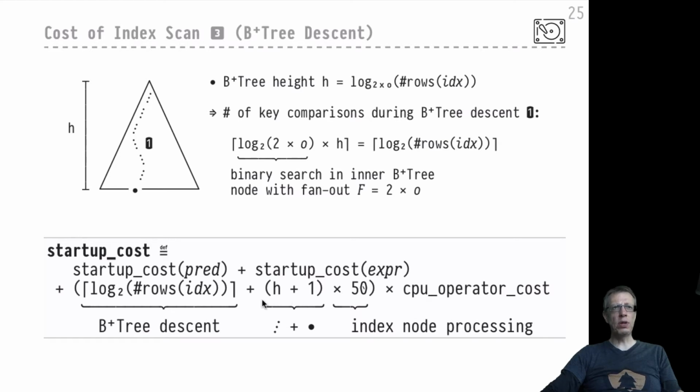So that makes H plus 1 nodes of the B+tree that we would have to process, and that would be multiplied by some fudge factor that accounts for all the effort that we have to invest to process such an index node. So that would be an additional factor that is applied to the CPU operator cost, and we would add all of this to account for the CPU cost that is involved in performing the B+tree descent. So that would be the first cost component.